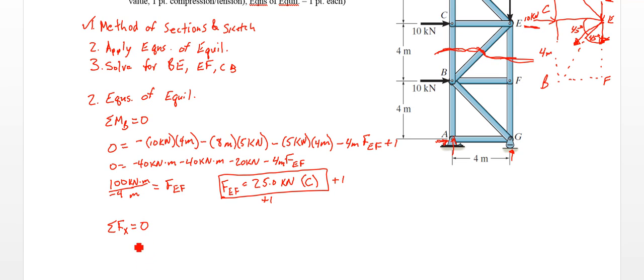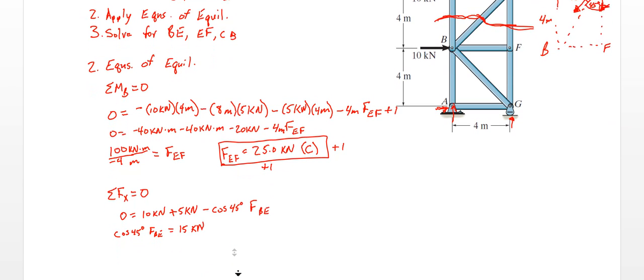So sum of forces in X, 0 equals 10 kilonewtons at C, plus 5 kilonewtons at D, minus cosine of 45 times FBE. So that's all the X components that are acting on our section. So I have cosine of 45 FBE equals 15 kilonewtons.